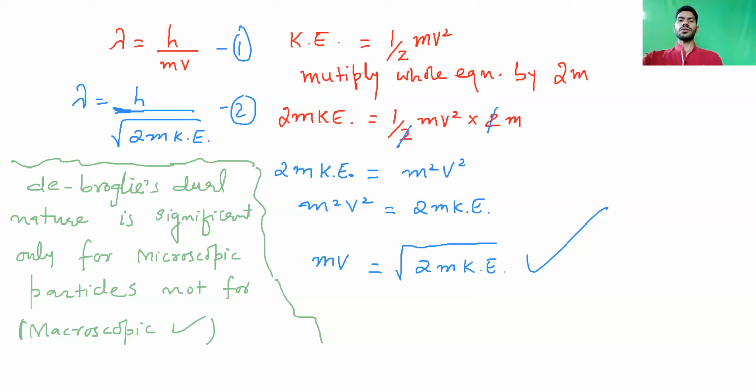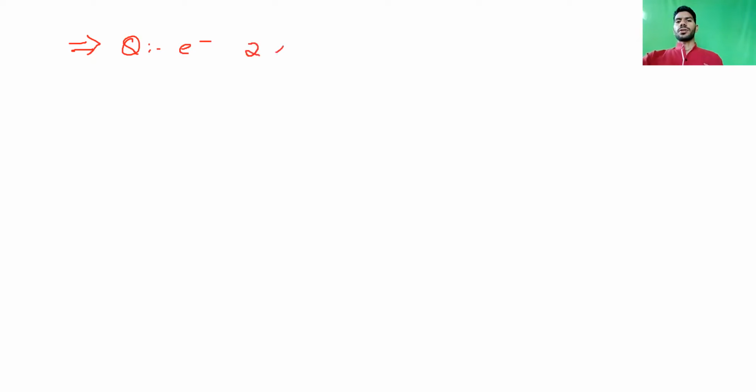Have you noted down this? Yes, sir. Okay. So let's see why it is only significant for microscopic particles. Let's say we have an electron, and let's say the speed of the electron is 2 into 10 to the power 6 meter per second. So the electron is moving with a velocity of 2 into 10 to the power 6 meter per second.